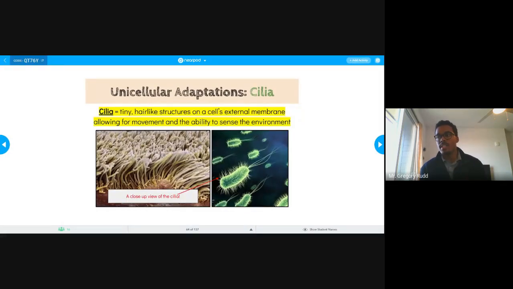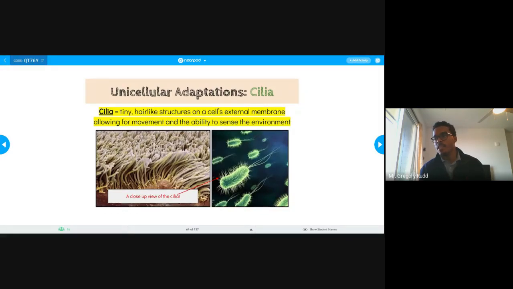On the left, we can see a very close-up image via an electron microscope of cilia. They look like something you might see on the bottom of the ocean floor. But they're able to move, and in doing so, they help the organism to move through its liquid environment.